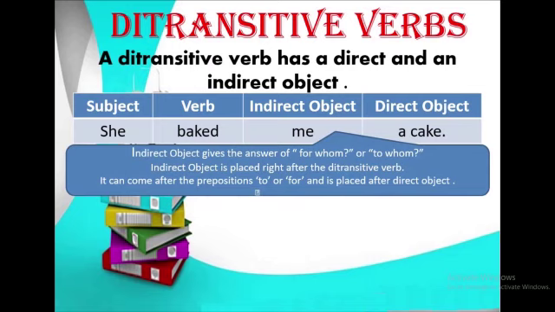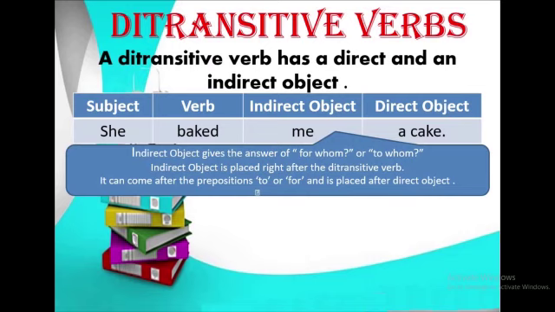Let's see how we can identify an indirect object. Indirect object gives the answer of for whom or to whom. So here in this sentence, she baked a cake for whom? For me. So, me is the indirect object, which is giving the answer of for whom. Indirect object is placed right after the ditransitive verb. As in this example, me is placed right after the verb baked.